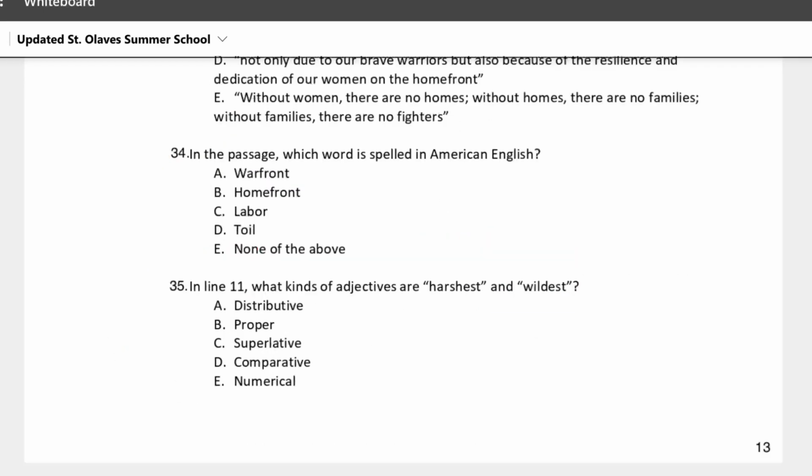Question 34, which one is spelt in American English? All of these words are spelt in English apart from labor. The English spelling, which you should know, is with a U. Therefore, C would be the answer.